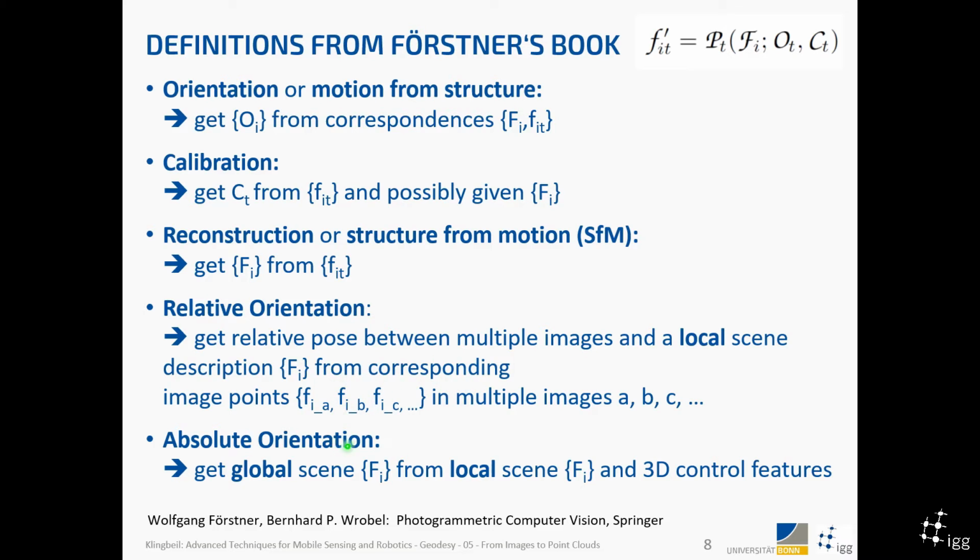Absolute orientation means getting the global scene points, the global object features, from a local object feature which we might have derived in this estimation. But then we want a global coordinate system, and for that we need the so-called 3D control features. We will see that later in a figure. So if we go from a local description to a global description, we need some sort of known coordinates to do that. This is called absolute orientation.